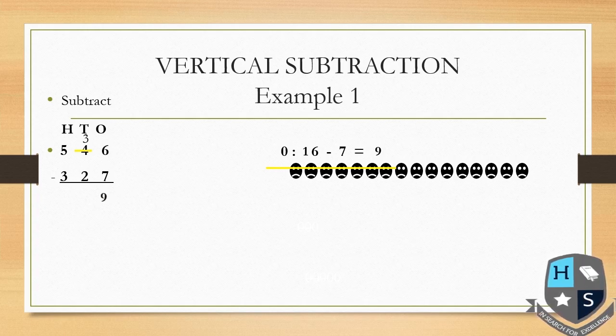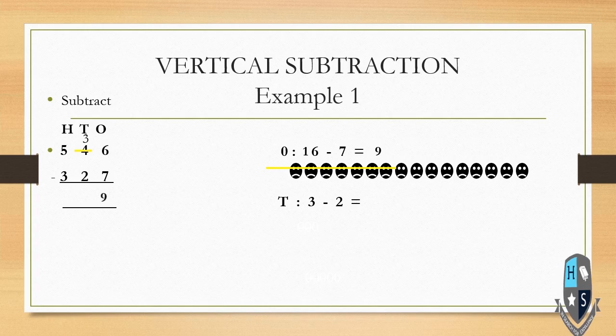We write 9 in ones. After writing 9 there, we go to tens. In tens we have 3 take away 2. Is it possible? Yes, because 3 is bigger than 2. So let's count 3 balls. 1, 2, 3. Take away 2 balls. Ready? So we remain with 1 ball. Good. We write that 1 in tens.